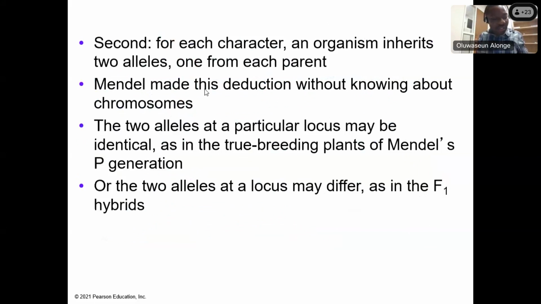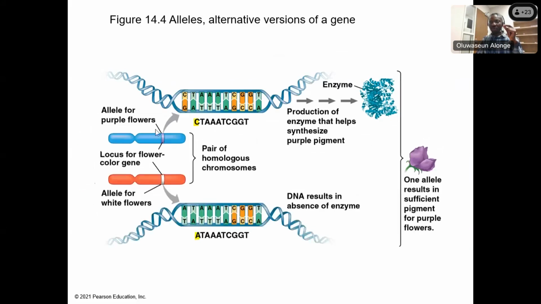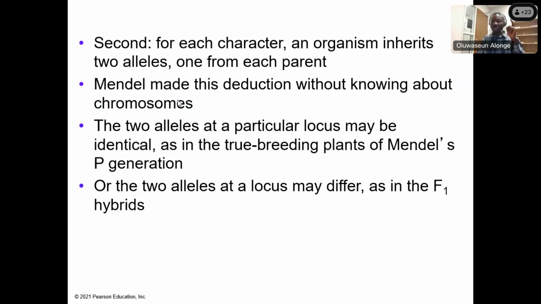Now, the second thing he came up with is that for each character, an organism inherits 2 alleles, one from each parent. It's more like a follow-up. I've already explained that every parent gives one, so like what you saw here, this is from father, this is from mother. Now it's going to be 2. The 2 is called alleles. 1 is called gene. So Mendel made this deduction without knowing about chromosomes yet at that time.